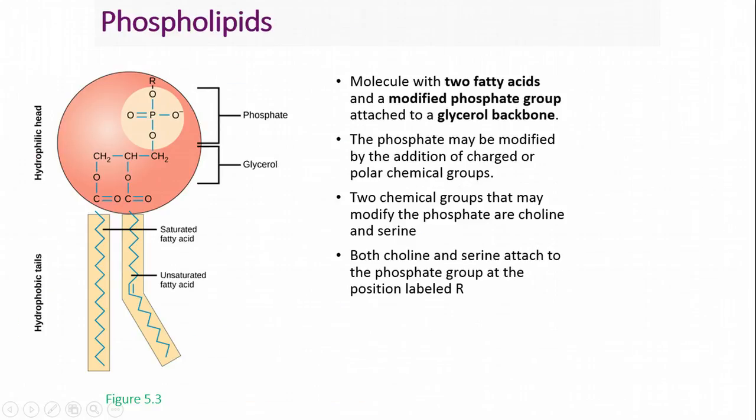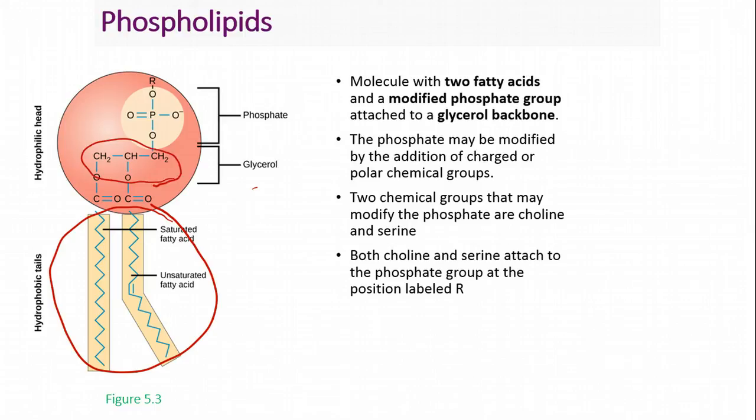And finally, the most important molecule in our discussion of cell membranes is a phospholipid. A phospholipid is a molecule with two fatty acids, that's down here. Again, remember these are nonpolar hydrocarbon chains that are hydrophobic, and they're connected via a glycerol backbone, that's up here, with those ester groups like we saw earlier, similar to a triacylglycerol, except with only two nonpolar hydrocarbon tails. And then there's a phosphate and one of two chemical groups up here. Those two chemical groups are either choline or serine.